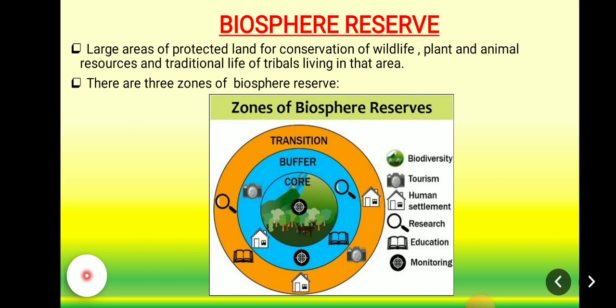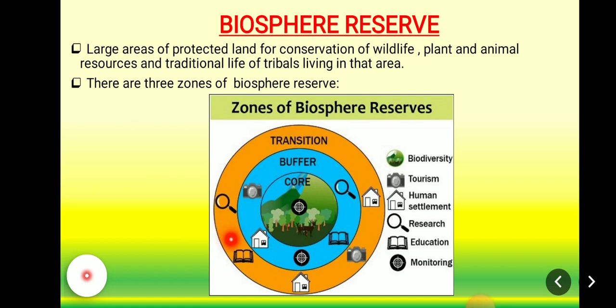Now in the transition zone, this orange color which is there, you can see this magnifying glass. It indicates the research. This book, it indicates education. This house, it indicates the human settlement. This indicates the tourism, people taking their cameras, and again the human settlement. So in the transition zone, you can see the human activities are being allowed.